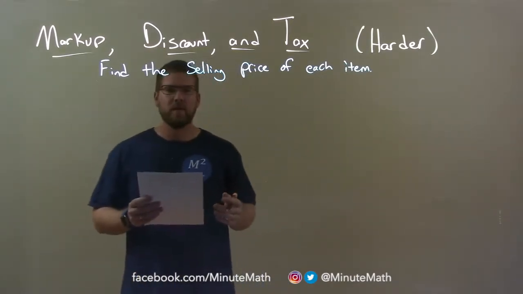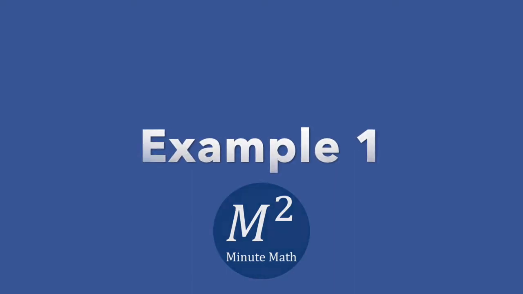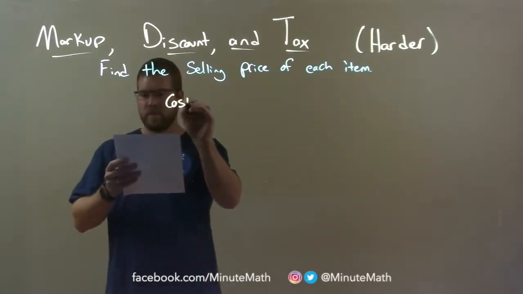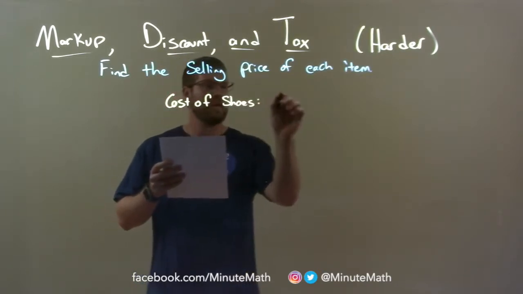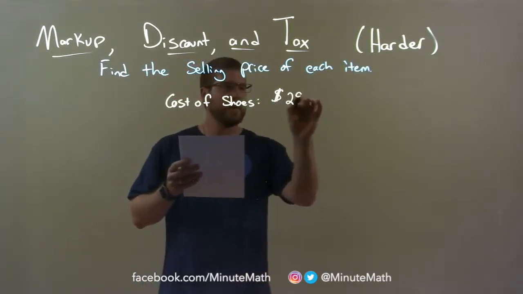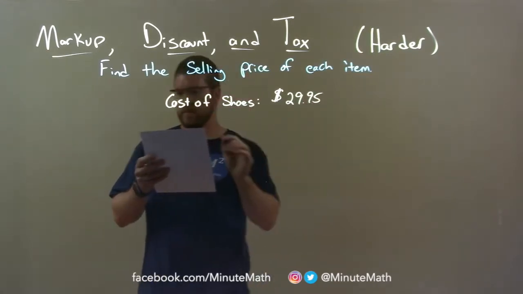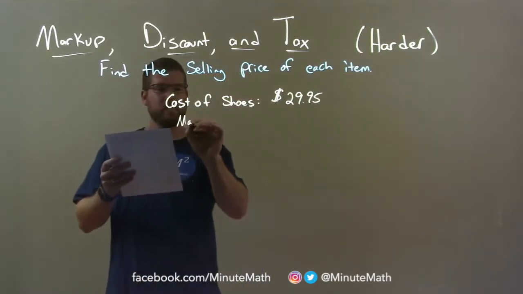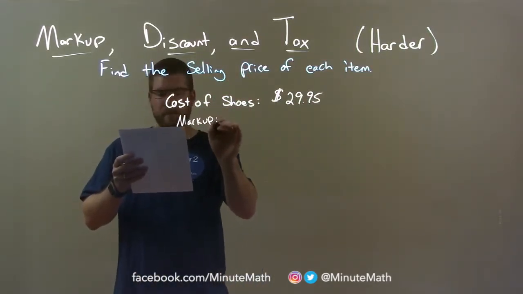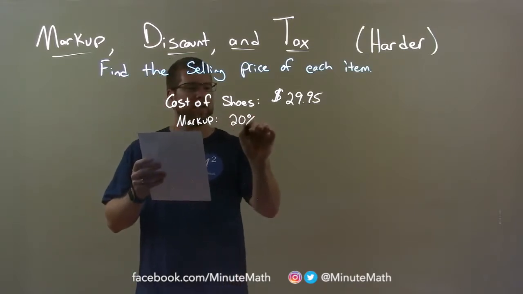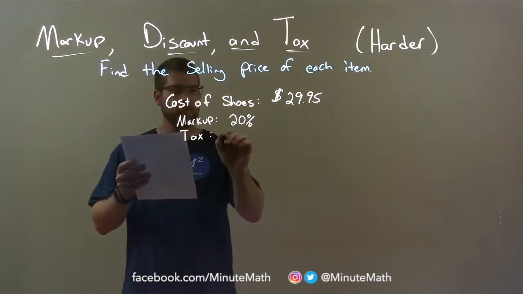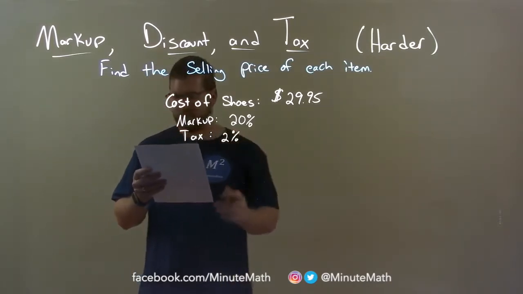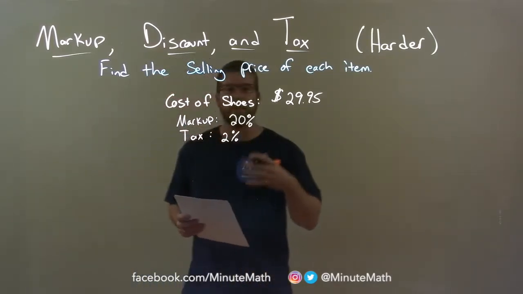So, if I was given this item, the cost of shoes is $29.95. The markup is 20%, and we have a tax here of 2%. Okay? Well, the first thing let's deal with is the markup.